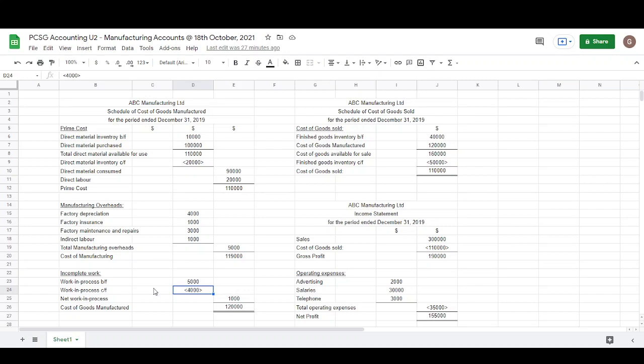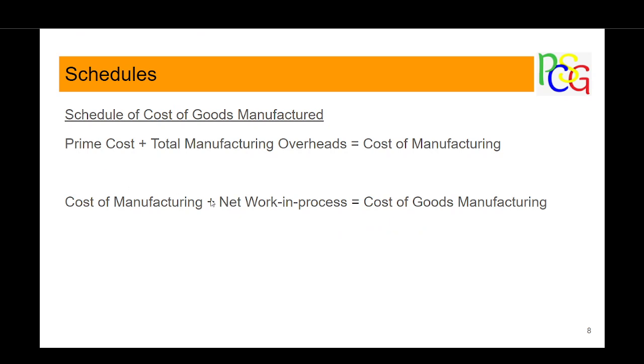That's why we're only accounting for what was actually manufactured during this period. We're adding the brought forward, because this would have actually been completed during this period, and subtracting the carry forward, because this will be completed next period, not during this period. So we deduct the closing from the opening work in process inventories, and that gives us our net work in process, which is 1,000. And now, according to our notes, once again, we would add this to our cost of manufacturing, which would give us our cost of goods manufactured.